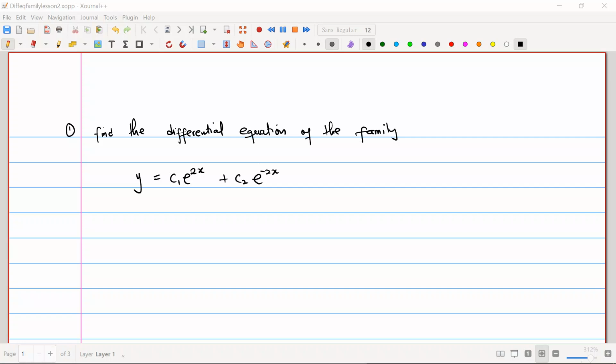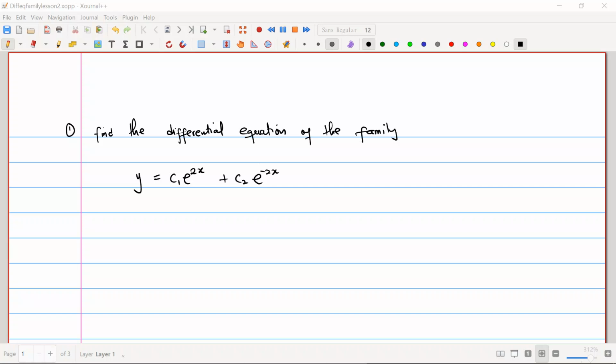Hi, so we are continuing our studies on differential equations, and we are still at the point where we try to find a differential equation for a given family of curves. In this problem, we are given the family y equals c1 e to the 2x plus c2 e to the negative 2x. We want to find the differential equation that has this as a solution.